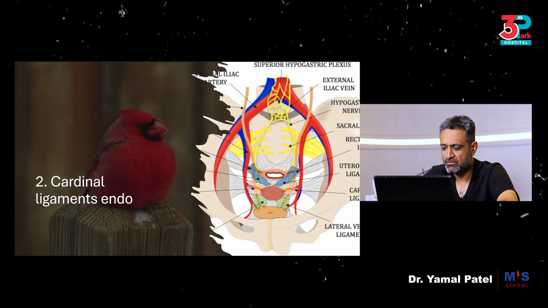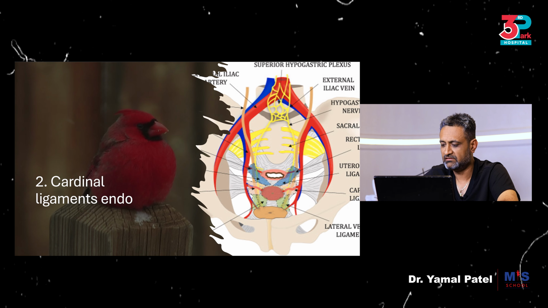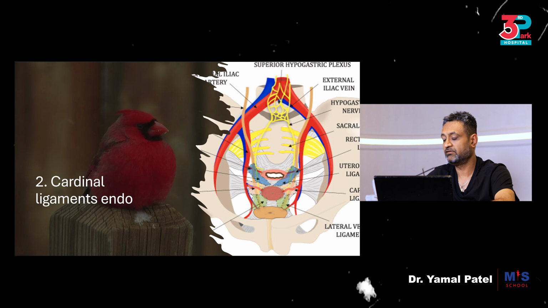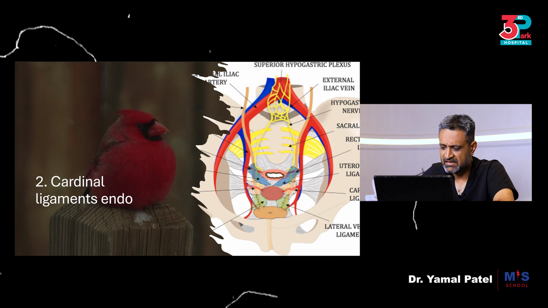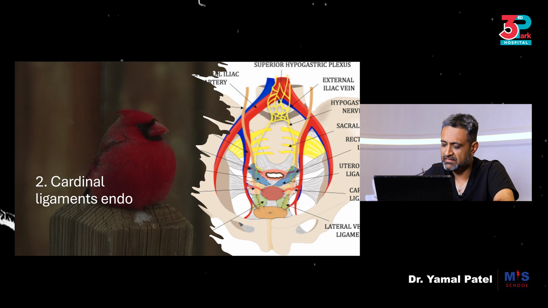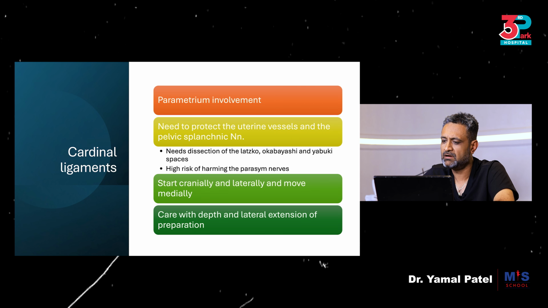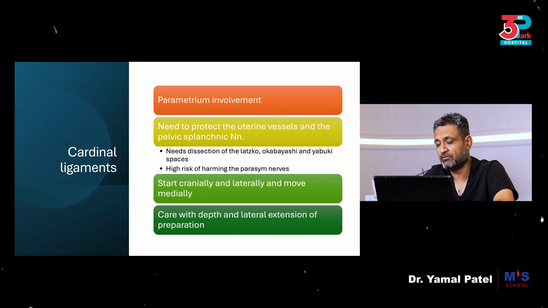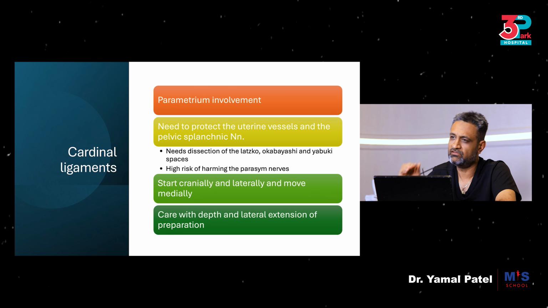Very important now, the next step would be the cardinal ligaments endometriosis. So this is the lateral compartment or the parametrial endometriosis. Usually a very difficult area to deal with, and in parametrial involvement, you may need to be extremely careful about the uterine vessels and bleeding from it, and the pelvic splanchnic nerves, which may need to be protected in this area, especially as you go deep.